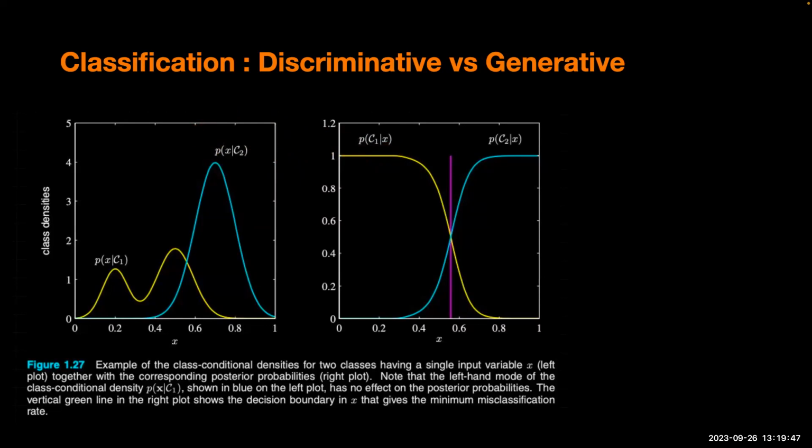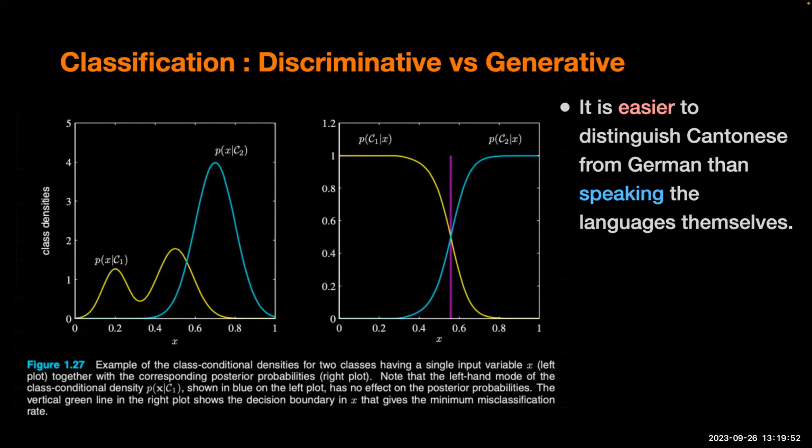But they are actually the 2 sides of the same coin. One is more difficult than the other. And you might say, wow, if I want to do a classification, in principle, I just need to find the boundary between the distributions, right?